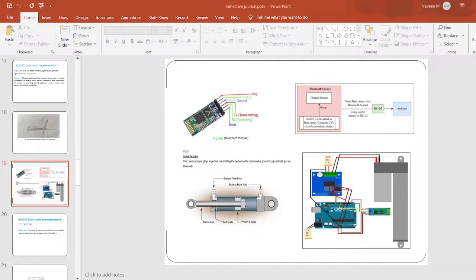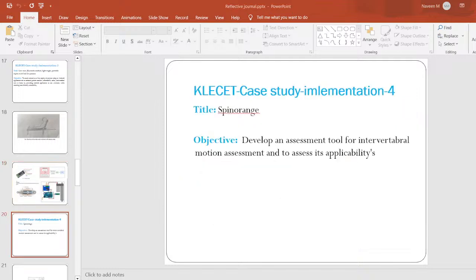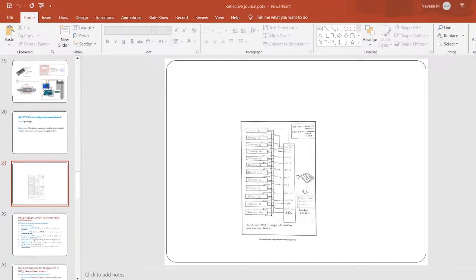Now the last case study is Spinorange. What is Spinorange? Everybody has got their backbone, right? So the backbone has got 12 important sensor points. Whenever there is damage to this backbone, usually there will be a lot of pain. So to understand which part of the backbone is damaged, there is a Spinorange device. So what we do is, from the neck part to the lumbar part, we have identified 12 different key positions where we will be attaching the sensors.